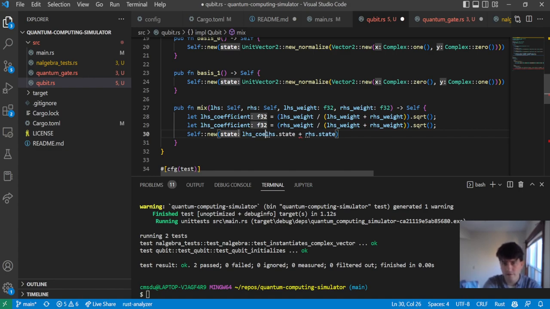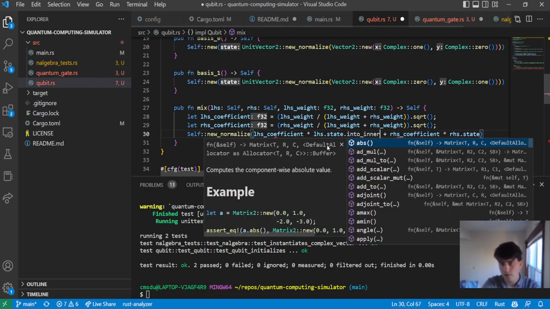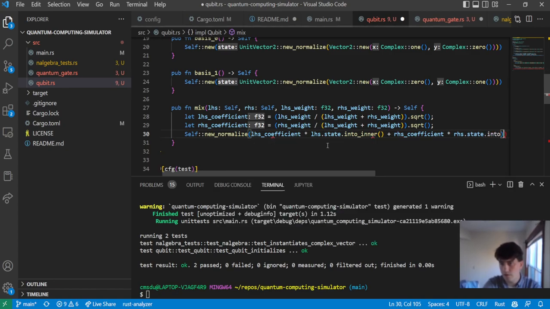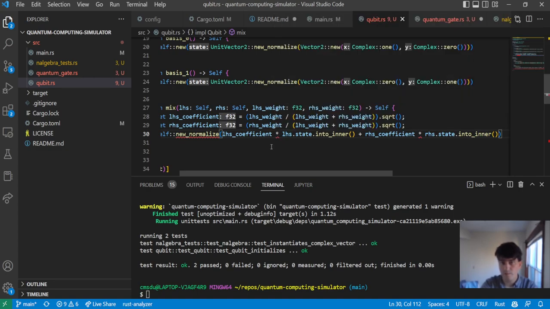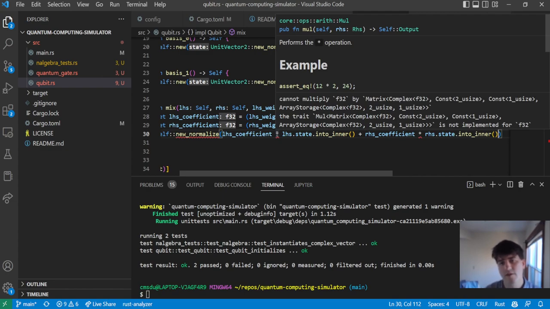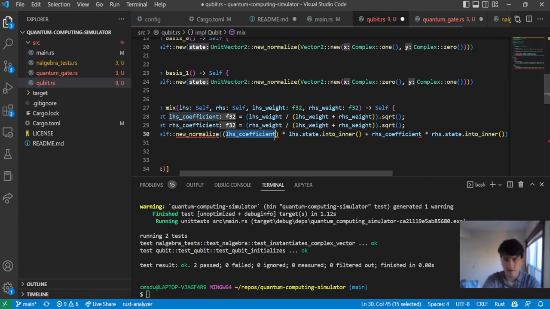And then LHS coefficient times that, and RHS coefficient. Normalize and dot into. To multiply an F32 by a matrix of complex, not really. Okay, it's a little clunky. Complex 1 times this.